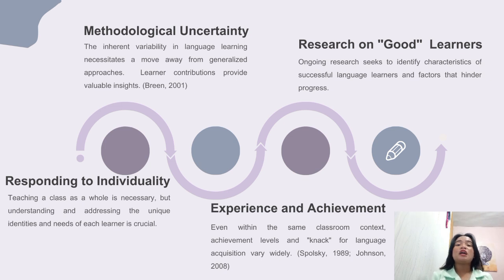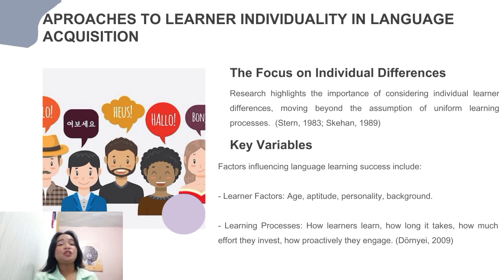Responding to individuality: teaching a class as a whole is necessary, but understanding and addressing the unique identities and needs of each learner is crucial. Experience and achievement: even within the same classroom context, achievement levels and knack for language acquisition vary widely. Approaches to learner individuality in language acquisition: the focus on individual differences. Research highlights the importance of considering individual learner differences, moving beyond the assumption of uniform learning processes.